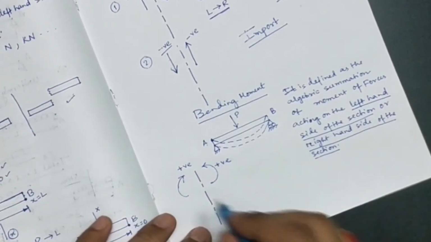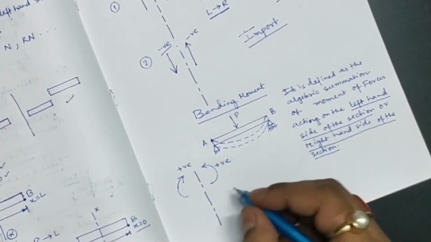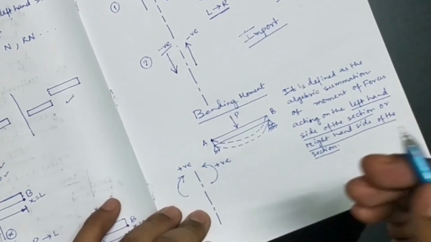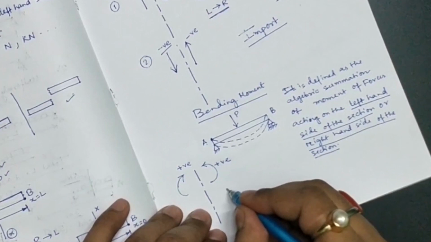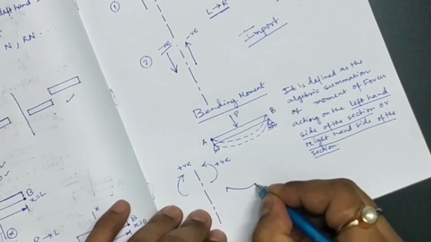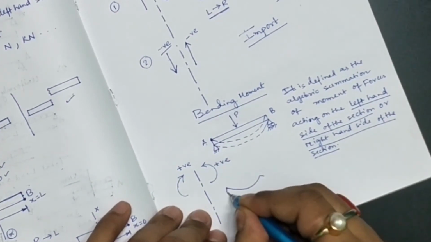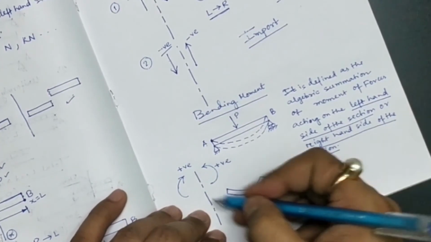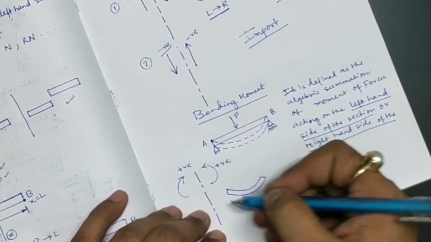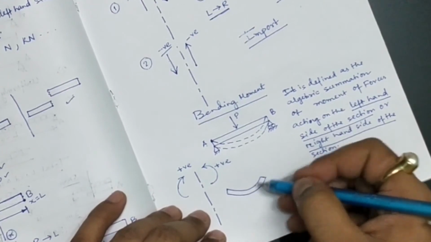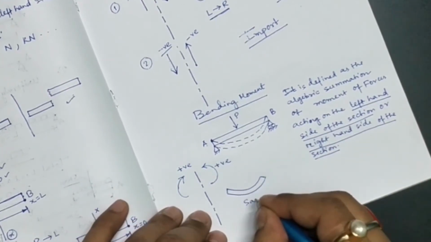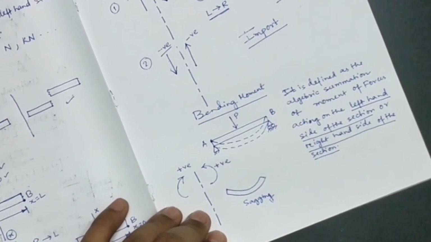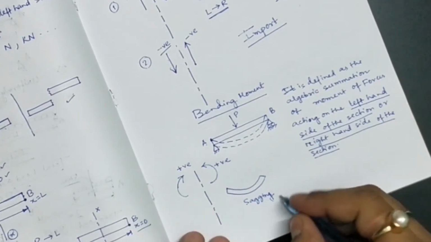This type of moments that we see here are due to the sagging in the beam. What is sagging? Sagging means the beam will tend to bend like this. If after deflection the beam looks like this or similar to this, then you can understand that this is known as sagging of the beam. Okay, this is sagging.